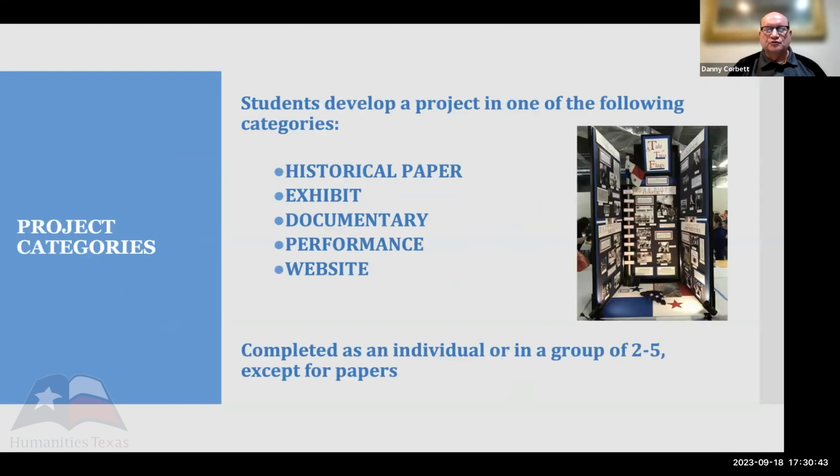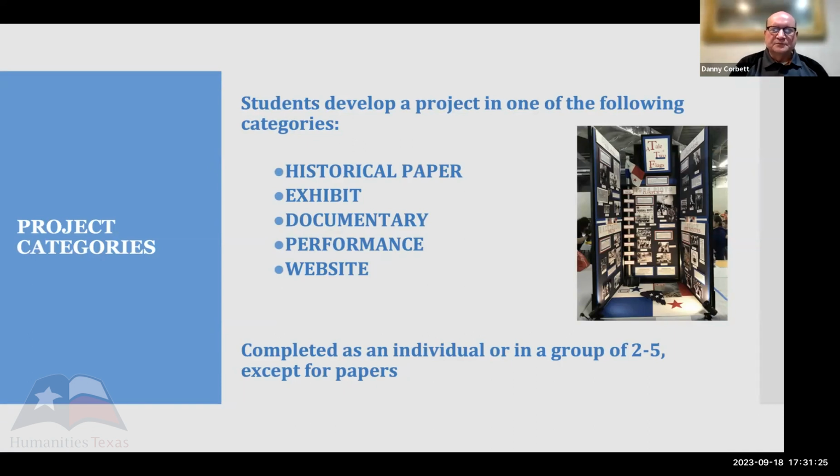So here's a list, and we'll talk a little bit about each one. You see the list of 5 different categories that students can choose for their project. They can do a historical paper, so that's where your good writers want to write a paper. An exhibit, like the picture you see over on the right, is three-dimensional, like you would see in a museum. Documentary, like you might see on the History Channel. A performance that's performed live. And then the fifth choice is a website.